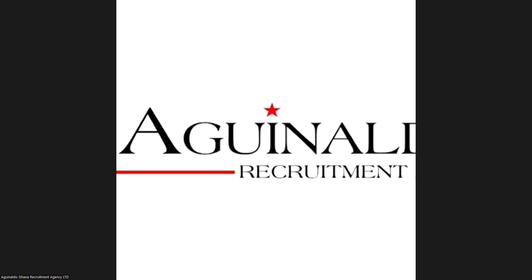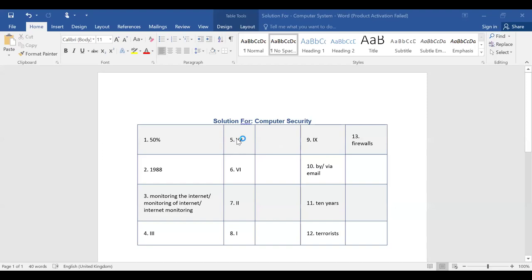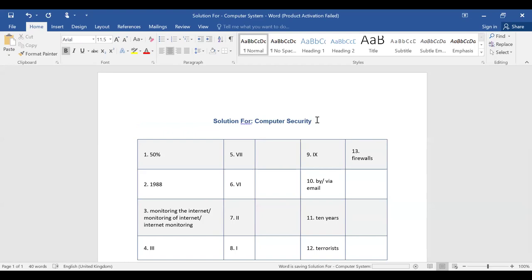Oh, I see. It is the numbering that is wrong. The numbering are wrong, but the answers are correct. The Roman numerals started from 4 to 9. I'm going to check. Maybe when we were formatting it, the numbers shifted. So I will check on it and post the correct answers on the group chat. But those who did the first one, you did a great job. Thank you very much. I think it's the numbering that is wrong.